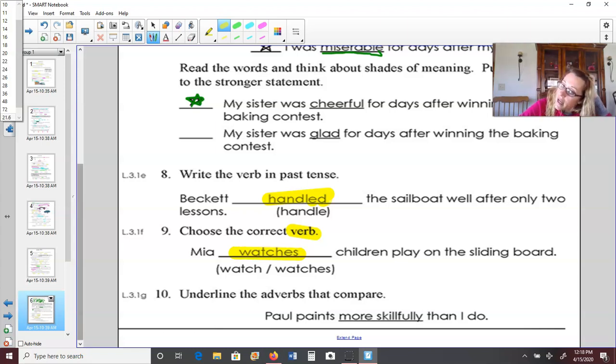And number 10, underline the adverbs that compare. Paul paints more skillfully than I do. Remember, adverbs tell us how the action is being done. So Paul is painting, I would say, how does Paul paint? Well, he paints more skillfully. So that would be the adverb telling us how he paints. And it's comparing how Paul paints to this other person.